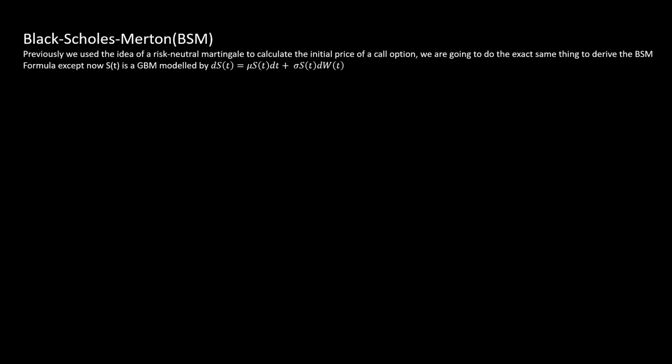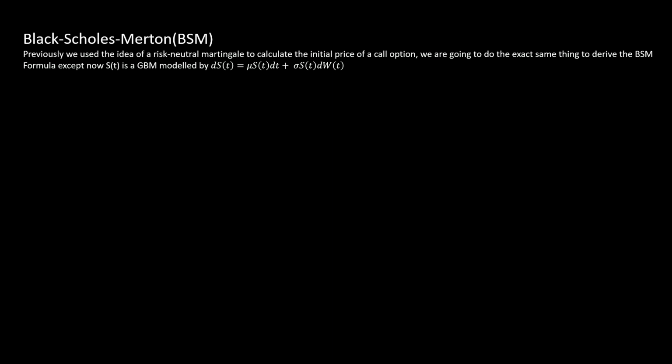Let's now consider the risk-neutral Merton world. Previously, when we were getting the risk-neutral measure, we had a stock price which went up with probability P and down with probability Q. Now we are going to use a stock price which is modeled by geometric Brownian motion. So our geometric Brownian motion is dS(t) = mu S(t) dt + sigma S(t) dW(t).